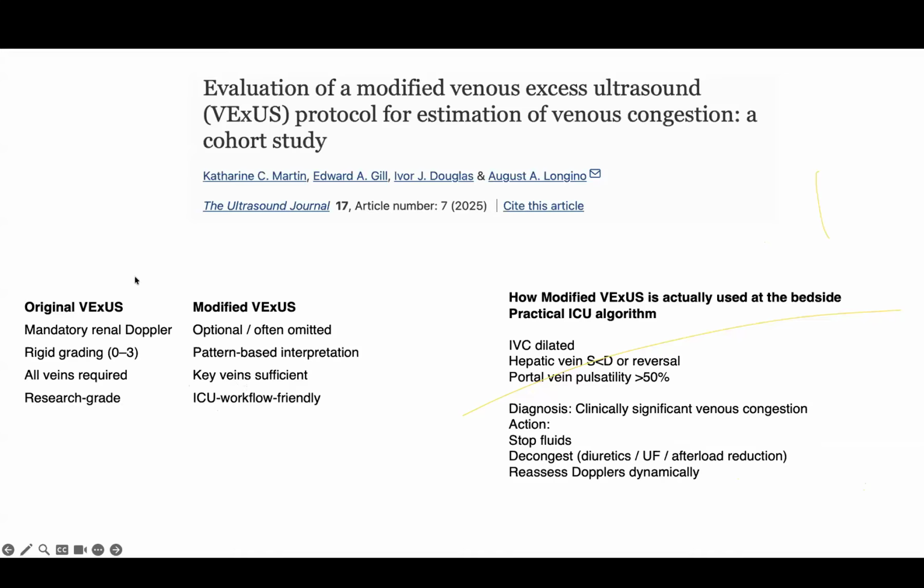The main purpose earlier was research-grade assessment, but now modified VExUS is an ICU workflow-friendly kind of assessment. So how modified VExUS is actually used at the bedside: you see a dilated IVC, you see the hepatic vein where S is less than D, or there is reversal, or portal vein pulsatility is more than 50%. Then it indicates clinically significant congestion. So you need to stop fluids, consider decongestion using diuretics, ultrafiltration, afterload reduction, and reassess Doppler dynamically.